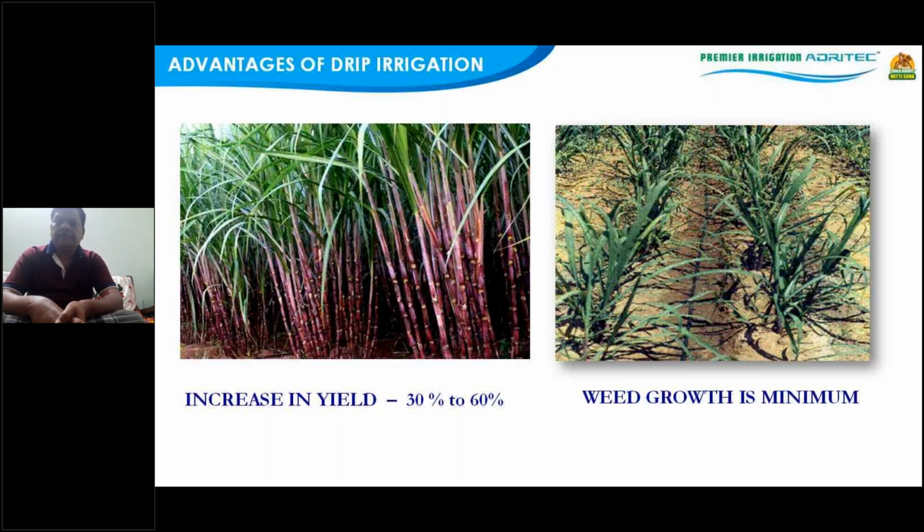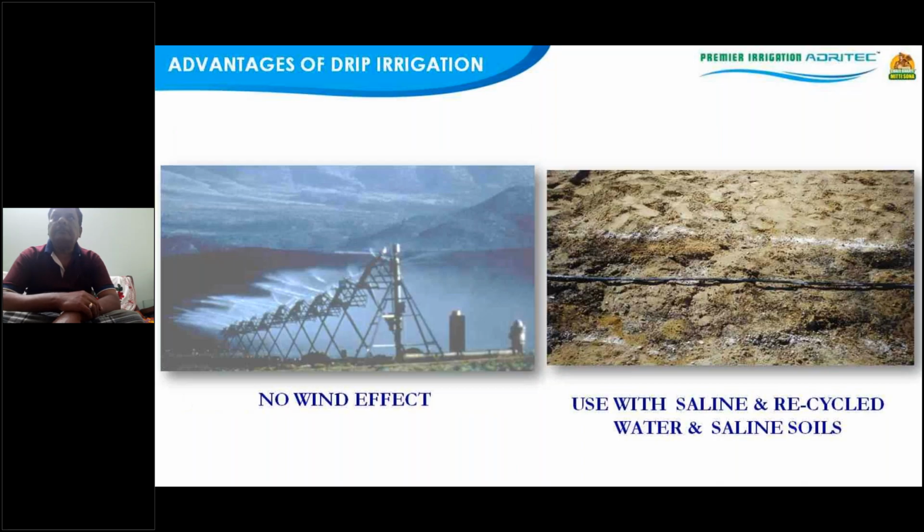It has been seen that anywhere from 30 to 60% in open condition you are going to get the advantage, and the weed growth will be definitely very much minimum. You can see the water is being applied. In a crop like sugarcane, if you do flood irrigation, you may get a yield of say 30 to 35 tons per acre, whereas if you do drip irrigation with fertigation, yield increases as high as 70 to 80% have also been observed.